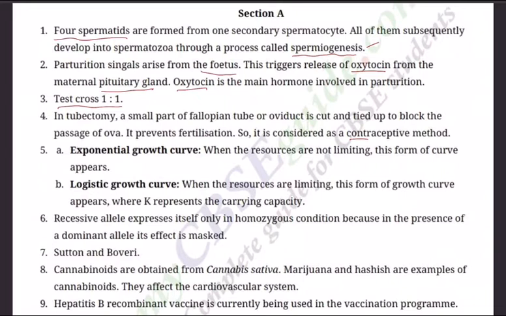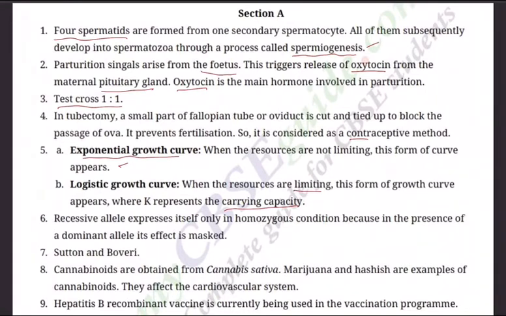Question 5. There is a graph, it is a diagram based question. You need to identify the curves A and B. A is the exponential growth curve. When the resources are not limiting, this form of curve appears. And the second one, B, is the logistic growth curve or sigmoid curve, S-shaped. When the resources are limiting, this form of growth curve appears, where K represents carrying capacity.